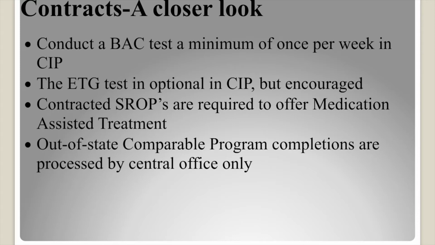And also noted, for the purpose of this training, there are specific program-related contractual requirements, and a few of those include: agencies must conduct a BAC test at least once a week in the clinical intervention program. The ETG test is optional in the SIP, but is encouraged to enhance compliance of sobriety. Contracted SROPs are required to offer medication-assisted treatment and have the ability to either provide that treatment or refer for MAT services. And out-of-state comparable program completions are processed by central office only.